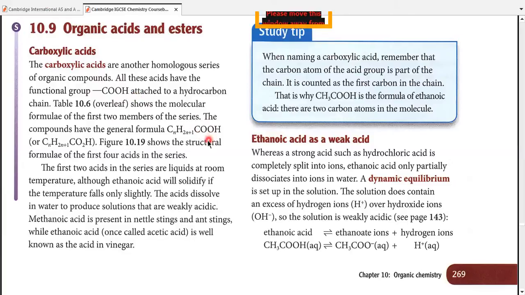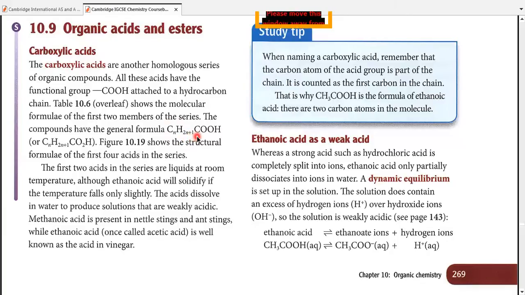So this is going to be the first carbon of the structure, and the rest of the carbons will be taken in this formula of CnH2n+1. Keep that in mind. This COOH is going to be the first carbon, and the rest of the carbons are supposed to be put in this part of the formula, CnH2n+1.